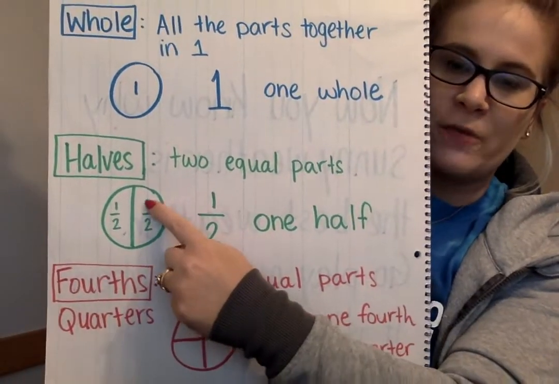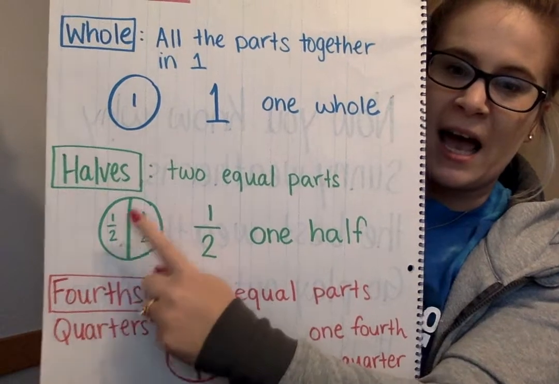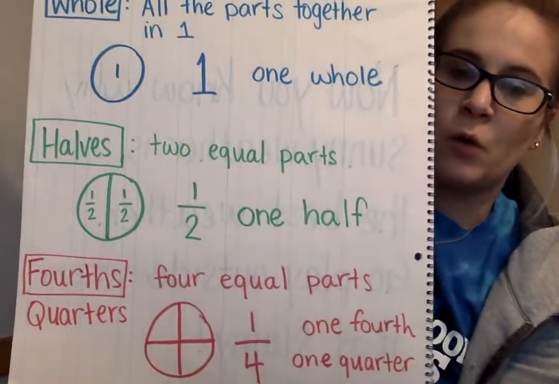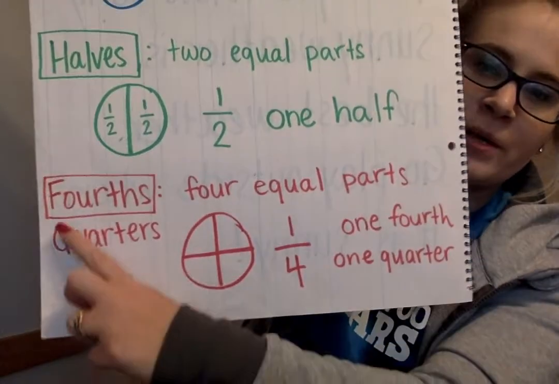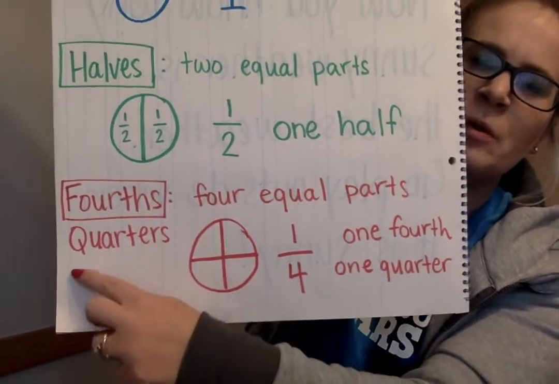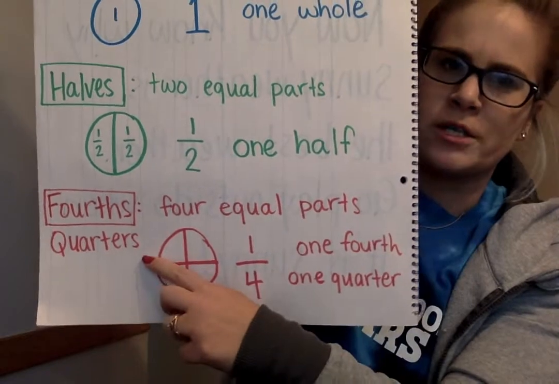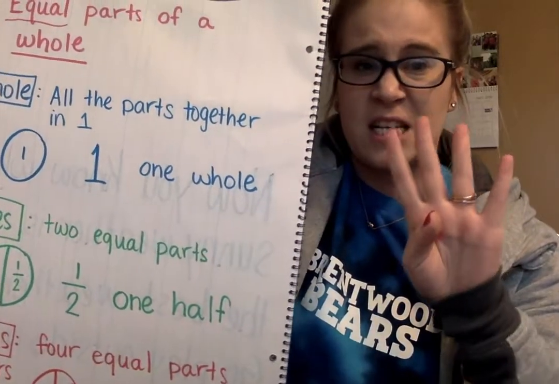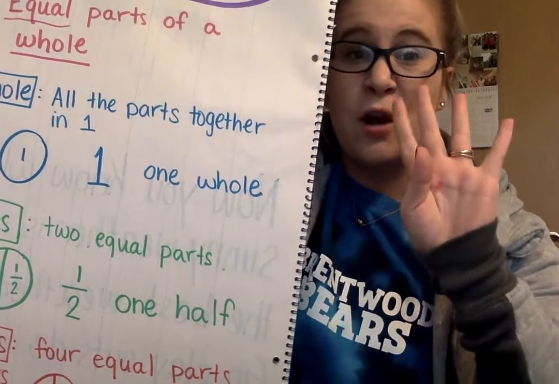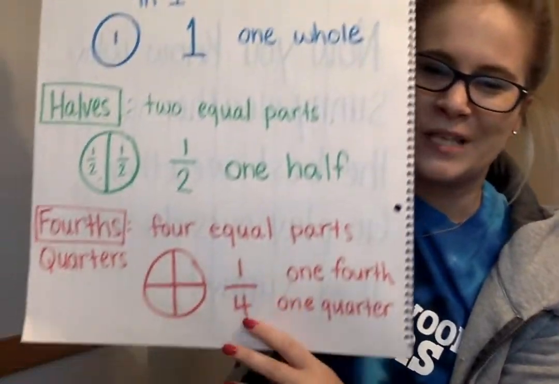So one way we can show a fraction is by showing something in halves, which is two equal parts. Another way that we can show a fraction is showing something in fourths. And sometimes we might see the word quarters. Quarter means fourth because there's 4 quarters in a dollar. 1, 2, 3, 4. So there's 4 pieces that make that one whole dollar.